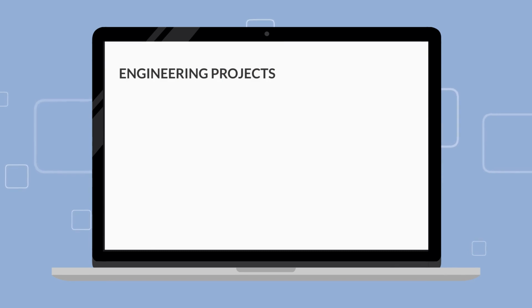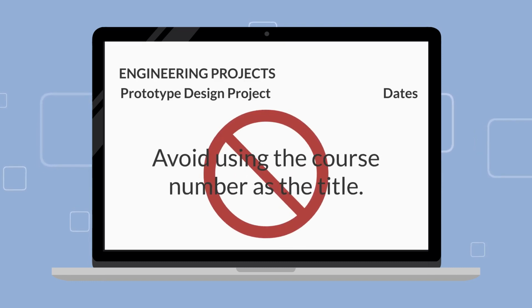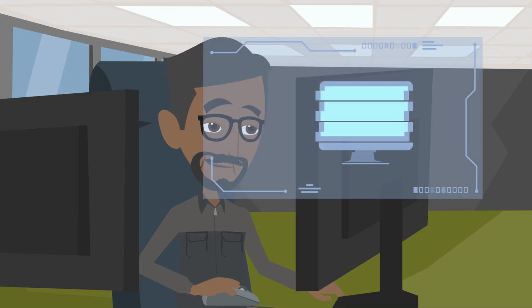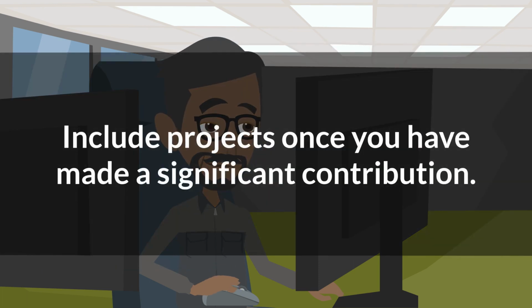When listing projects on your resume, opt for a short descriptive title and include the dates. If it's an academic project, avoid using the course or number as the title. The project does not have to be completed before you list it. However, only include the project in your resume once you've made significant progress.